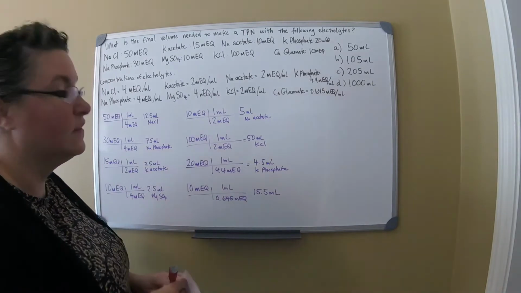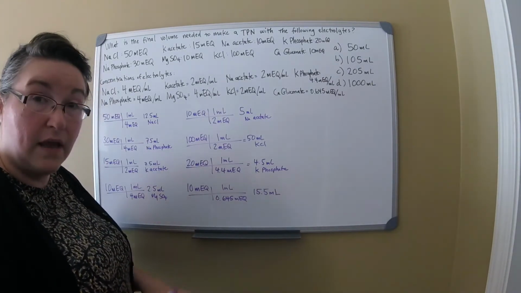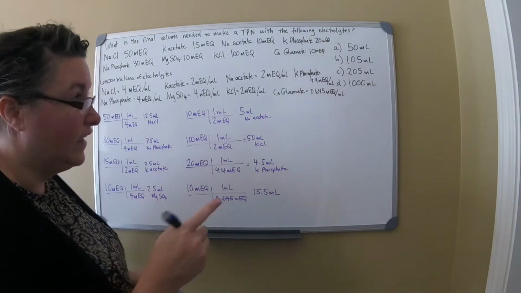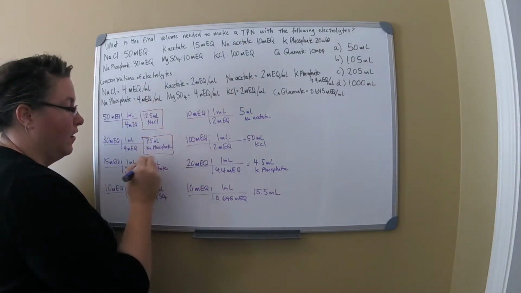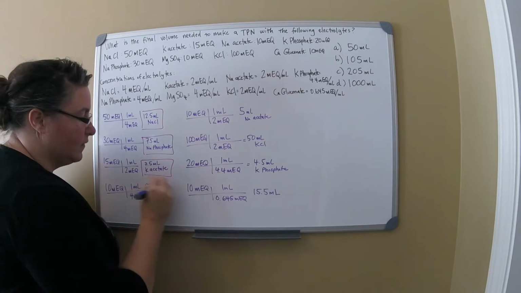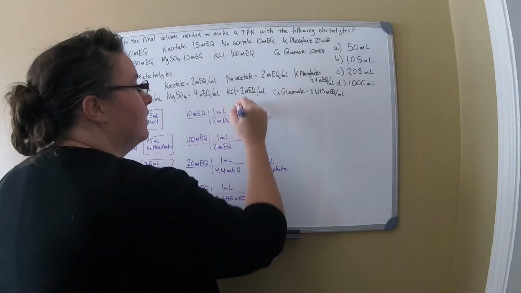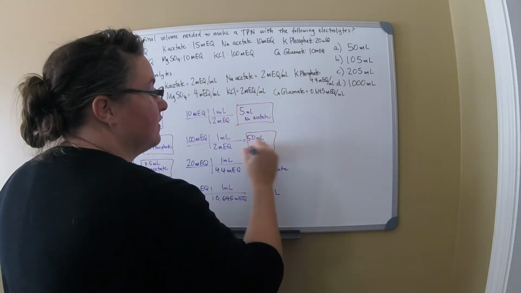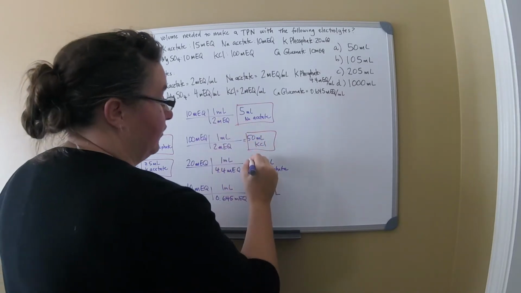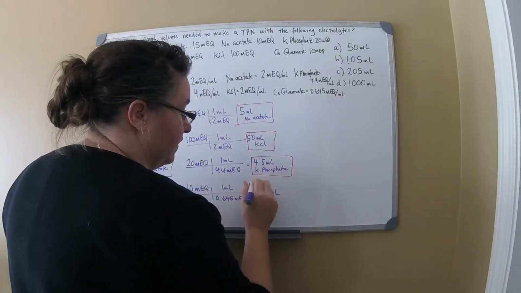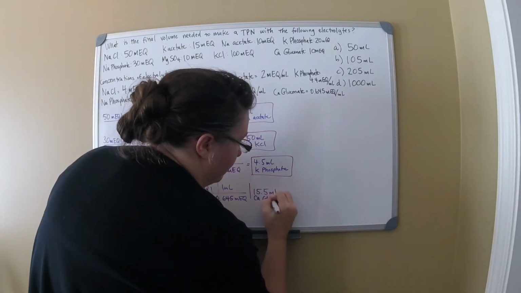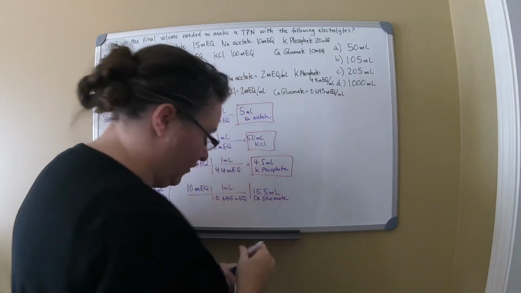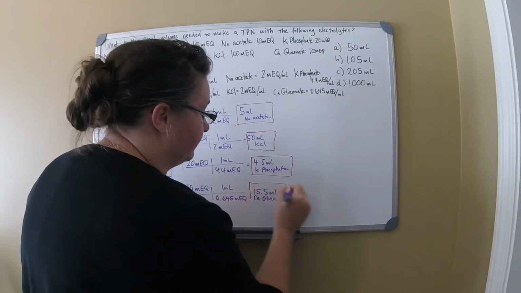All right, so this is lots and lots of one-step calculations. But to get the final answer, all we need to do is just add all of the quantities, the milliliters of electrolytes, and that will give us the final volume needed to make the TPN.